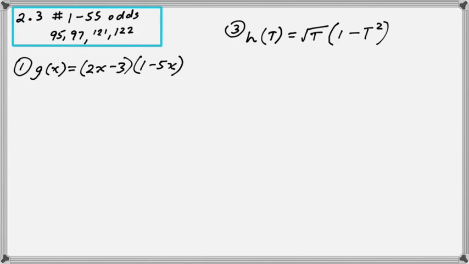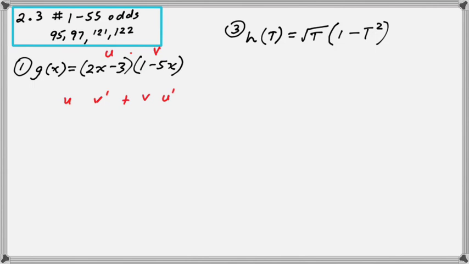The assignment in 2-3 is going to be 1 to 55 odds, 95, 97, 121, and 122. I'm going to go through some of the product rules. This is a product, u times v. Its derivative will be u v prime plus v u prime.